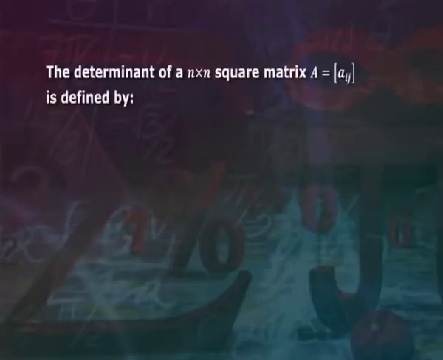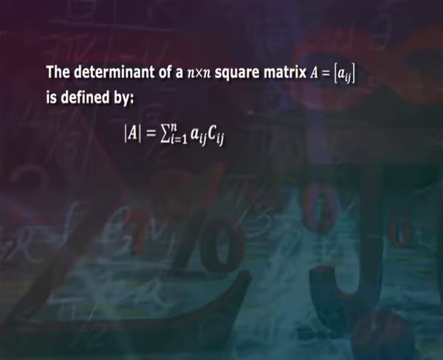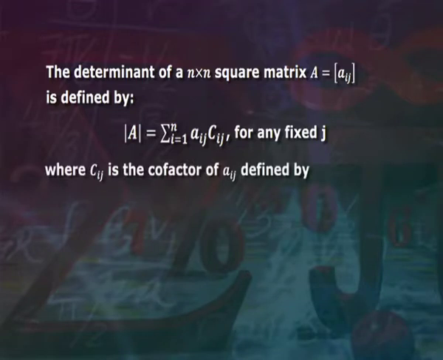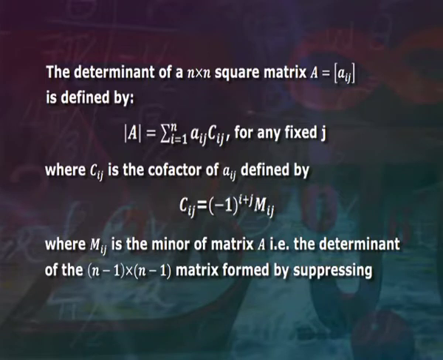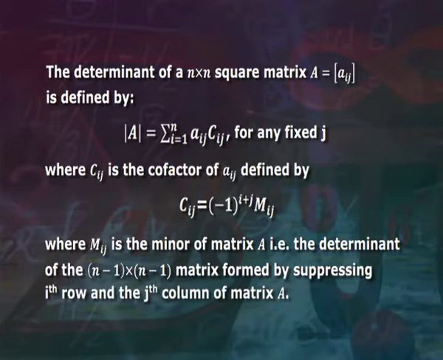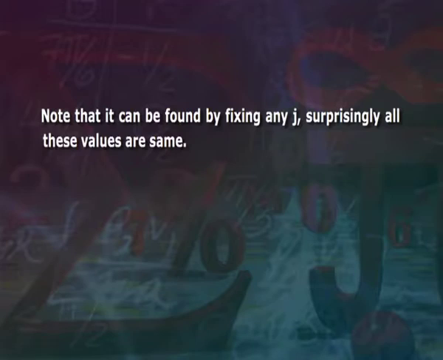In general, the determinant of an n by n square matrix A equal to [aij] is defined by determinant A equal to summation i equal to 1 to n aij into Cij for any fixed j, where Cij is the cofactor of aij defined by Cij equal to (-1) to the power i plus j into Mij, where Mij is the minor of the matrix A, that is the determinant of the n minus 1 by n minus 1 matrix found by suppressing the ith row and jth column of matrix A. Note that it can be found by fixing any j. Surprisingly, all these values are the same.